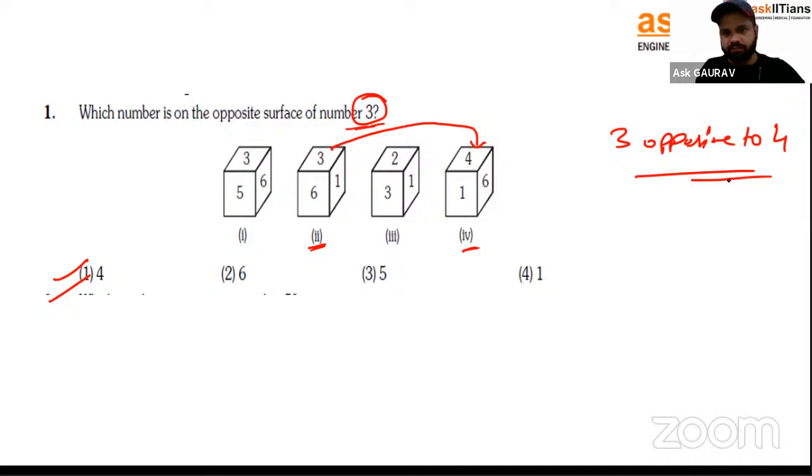Is that clear? I evaluated only from the second dice and fourth dice that 1 and 6 are common to both. It means 3 will be opposite to 4. Or you can go like this: 1 is common to both, 6 is common. Like 1 and 6 are common, so 3 and 4 will be opposite. That's it.